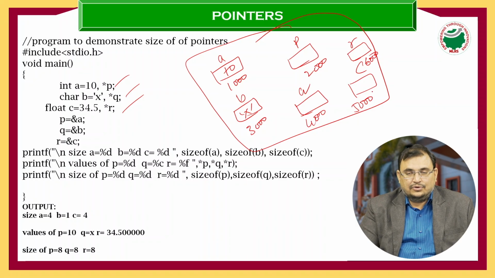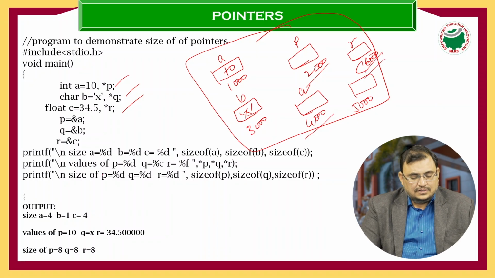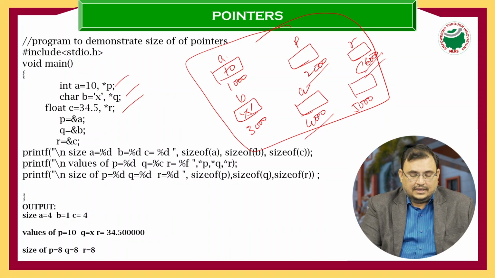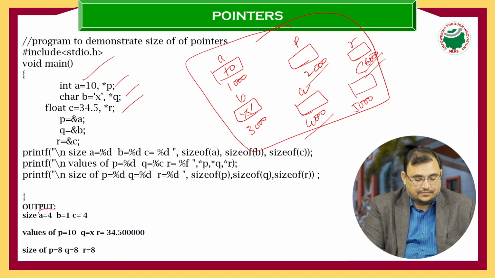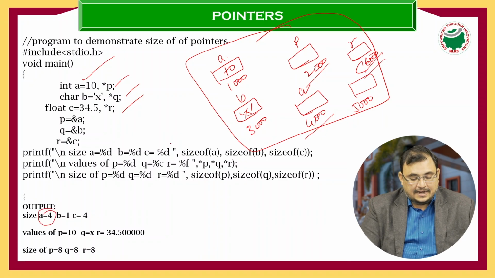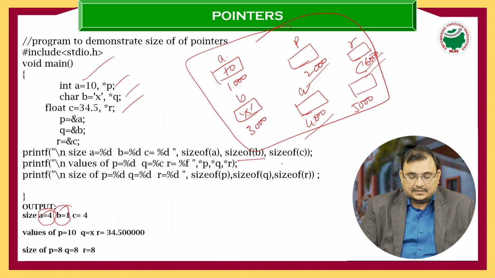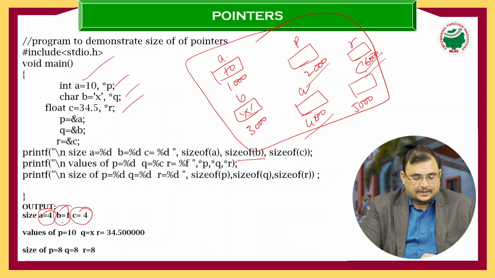Here they have no need to store the segment address. They store only the offset value. The offset value here is 2000, here it is 4000, and here it is 6000. See what happens with sizeof(A). A is which type of variable? An integer variable. On a Linux platform, A occupies 4 bytes, the size of a character is 1 byte, and the size of a floating point is 4 bytes.